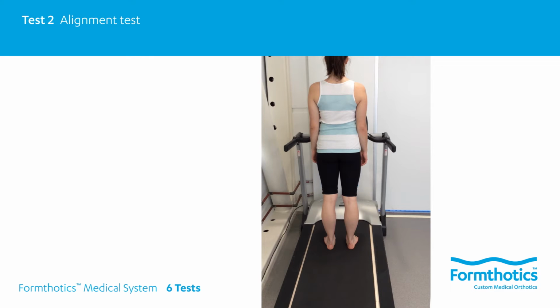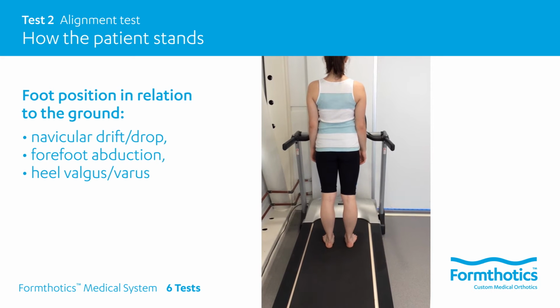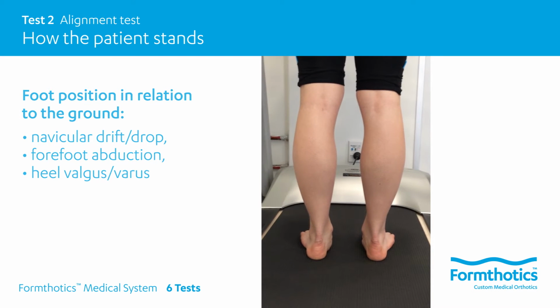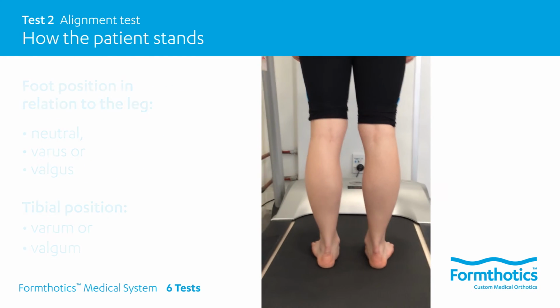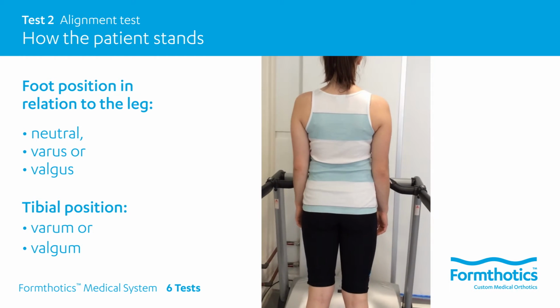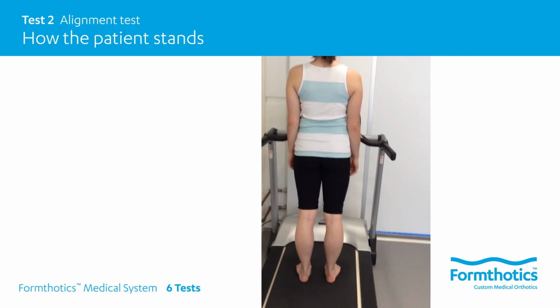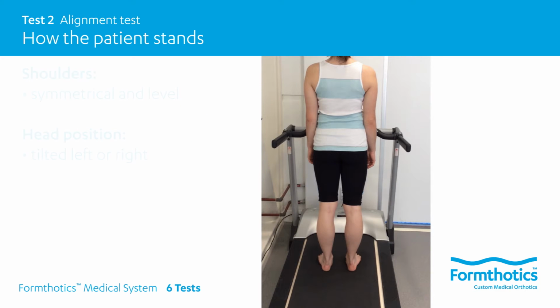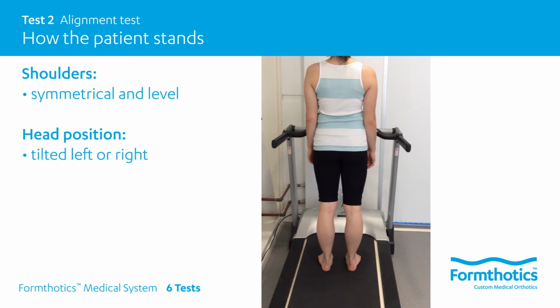While the patient stands in the frontal plane, front and back, assess foot position in relation to the ground: navicular drift or drop, forefoot abduction, heel valgus or varus; foot position in relation to the leg: neutral, varus, or valgus; tibial position: varum or valgum; patella position: facing straight forward or rotated towards each other, called patella squinting; pelvis: symmetrical and level; shoulders: symmetrical and level; head position: tilted left or right.